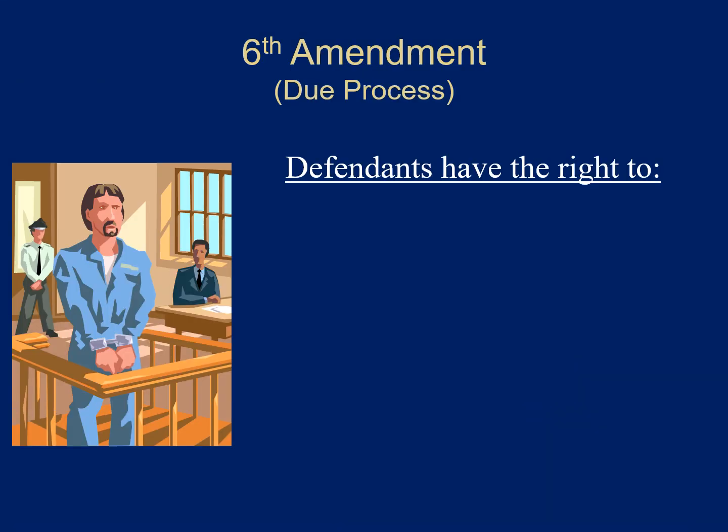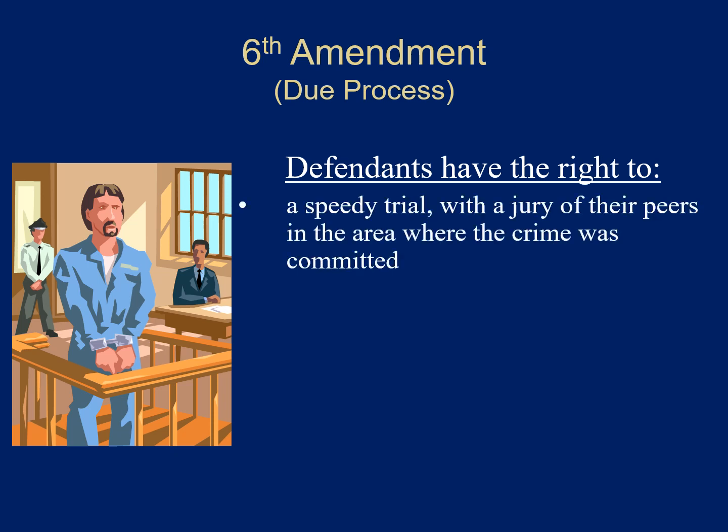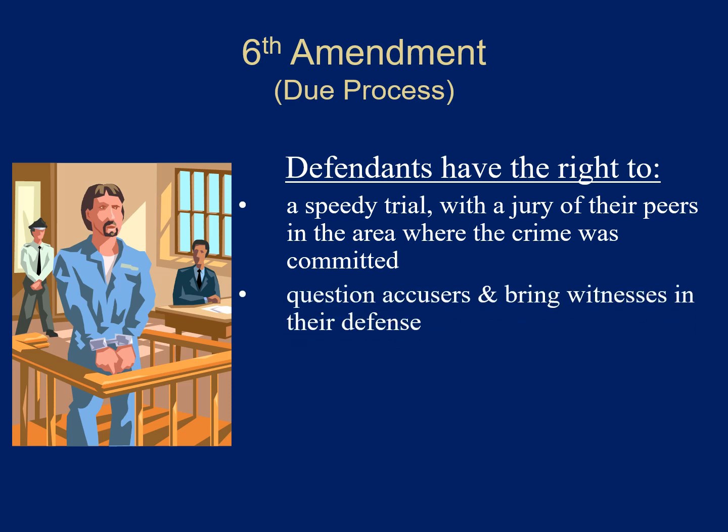The Sixth Amendment also covers due process. It outlines a series of rights that defendants have. If we're accused of a crime, we have the right to a speedy trial. We also can have a jury of our peers, and that trial can take place where that alleged crime was committed. If people are testifying against us, well, we can question those people.